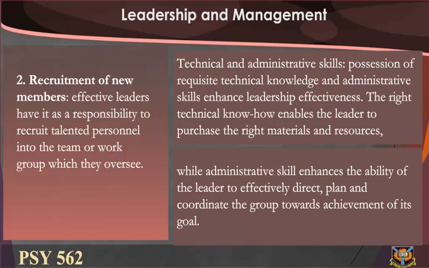2. Recruitment of new members. Effective leaders have it as a responsibility to recruit talented personnel into the team or work group which they oversee. 3. Technical and administrative skills. Possession of requisite technical knowledge and administrative skills enhance leadership effectiveness. The right technical know-how enables the leader to purchase the right materials and resources, while administrative skill enhances the ability of the leader to effectively direct, plan, and coordinate the group towards achievement of its goal.